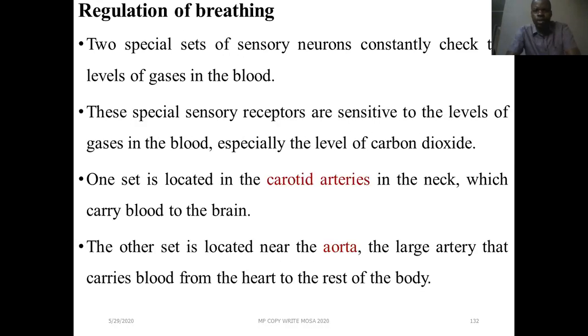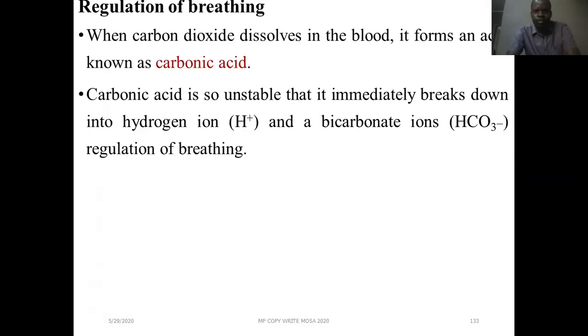So these special sensory receptors are sensitive to the levels of gases in the blood, especially the level of carbon dioxide. One set is located in the carotid arteries in the neck, which carry blood to the brain. The other set is located near the aorta, the large artery that carries blood from the heart to the rest of the body. So when carbon dioxide dissolves in the blood, it forms an acid known as carbonic acid. Carbonic acid is so unstable that it immediately breaks down into a hydrogen ion and a bicarbonate ion.